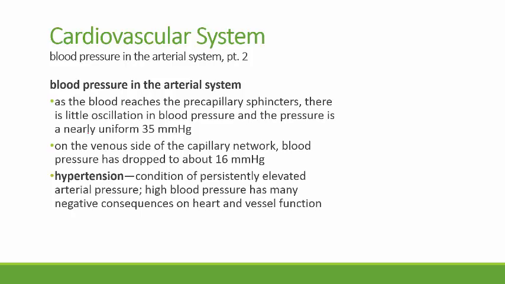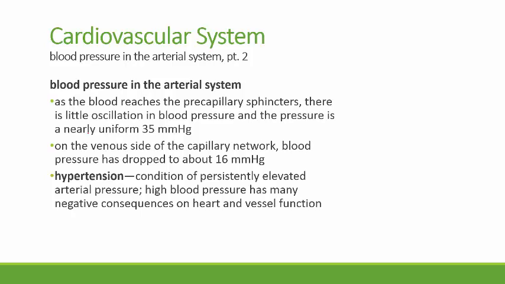And then as we get closer and closer to the capillaries, there's much less oscillation from a high to a low blood pressure until finally we make it to the capillaries where all of that oscillation is lost. So very little oscillation in blood pressure by the time we get to the capillaries. And on the arterial side, there's a nearly uniform 35 millimeters of mercury blood pressure. On the venous side, as we've already talked about, blood pressure has dropped to about 16 millimeters of mercury.